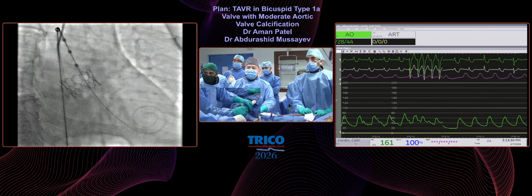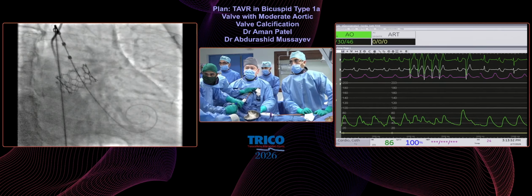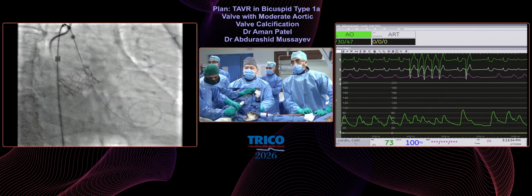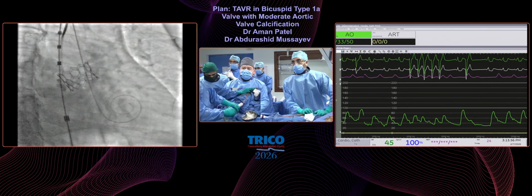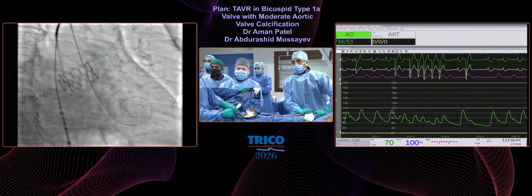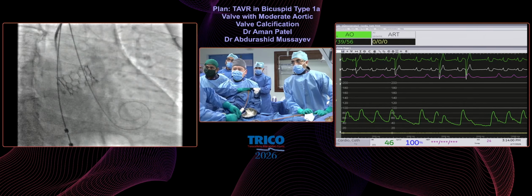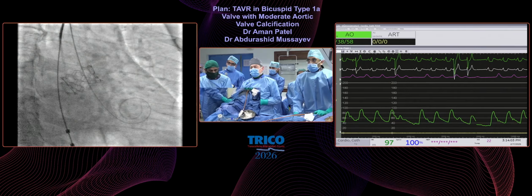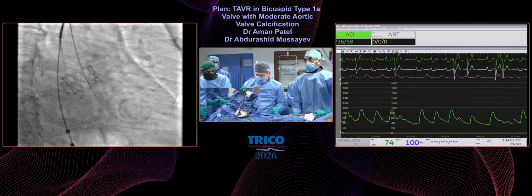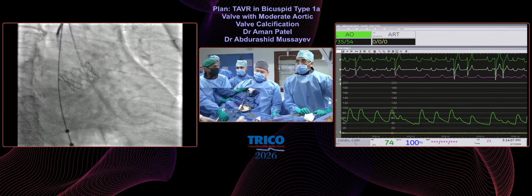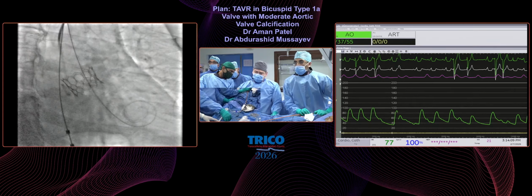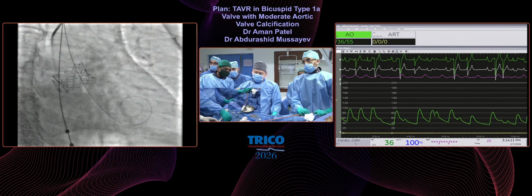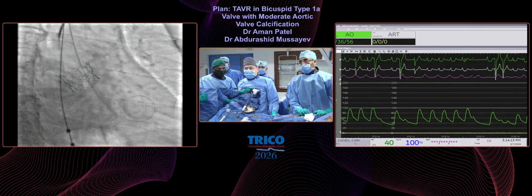There's some bundle branch block. Pull back. We started seeing some bundle branch block once the valve delivery system was placed, but I think this should recover. Yes, this happens sometimes. You know, it goes away. It happens sometimes even after wire crossing. The VPC is because of the wire? Yes, it's because of the wire, most likely.